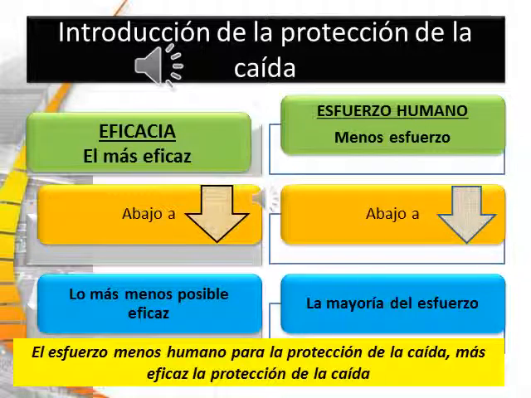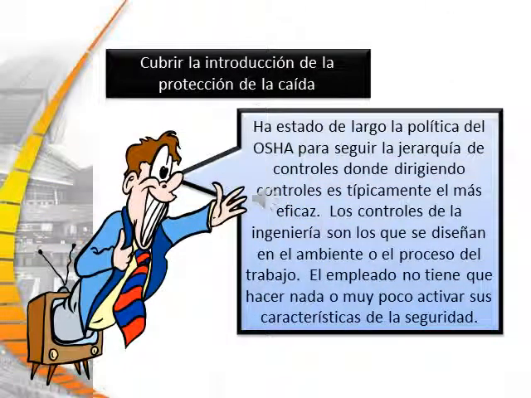We'll discuss fall protection, the most effective to the least effective, and the least effort to the most effort. The less human effort for fall protection, the more effective the fall protection. It has long been OSHA's policy to follow the hierarchy of controls, where engineering controls are typically the most effective.